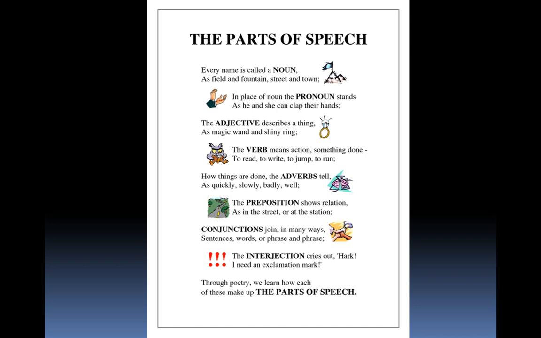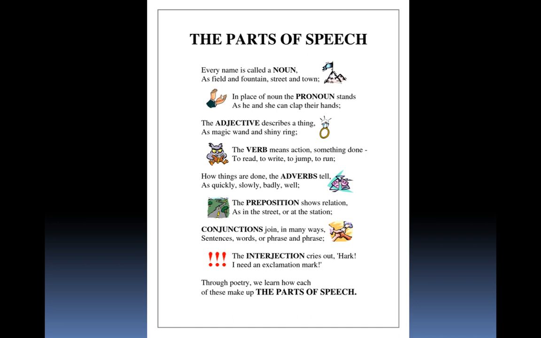And the word that is describing the word wand, which is magic. How was the wand? It was a magic wand. So here the word magic is an adjective. And shiny ring. Okay, ring, how was the ring? It was shiny.